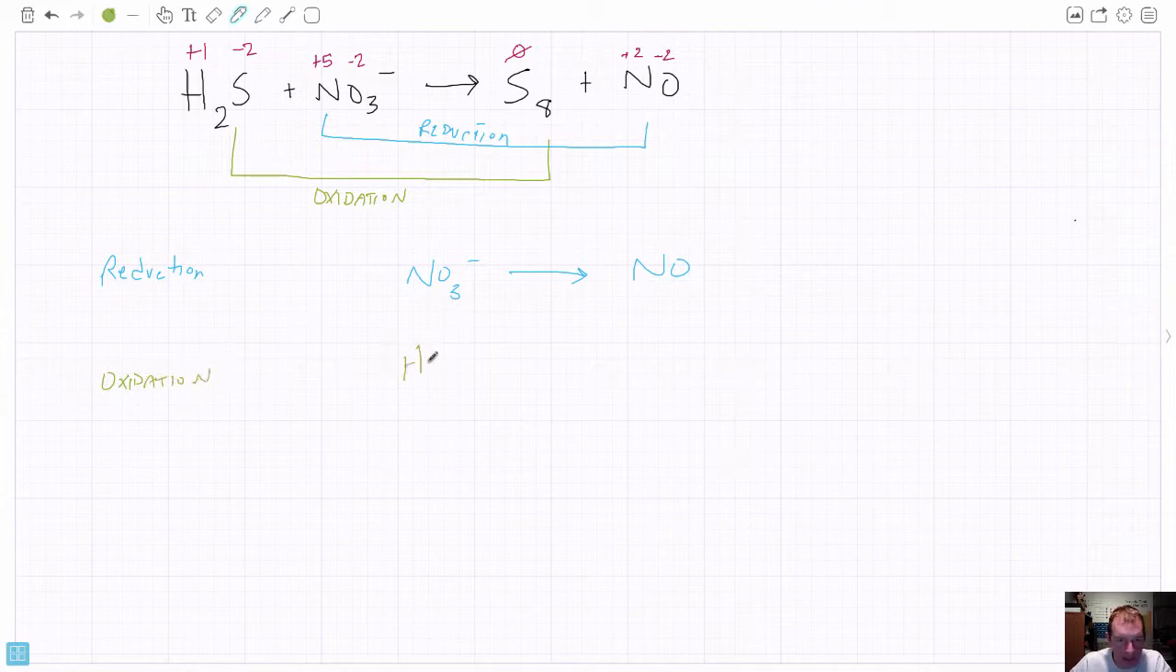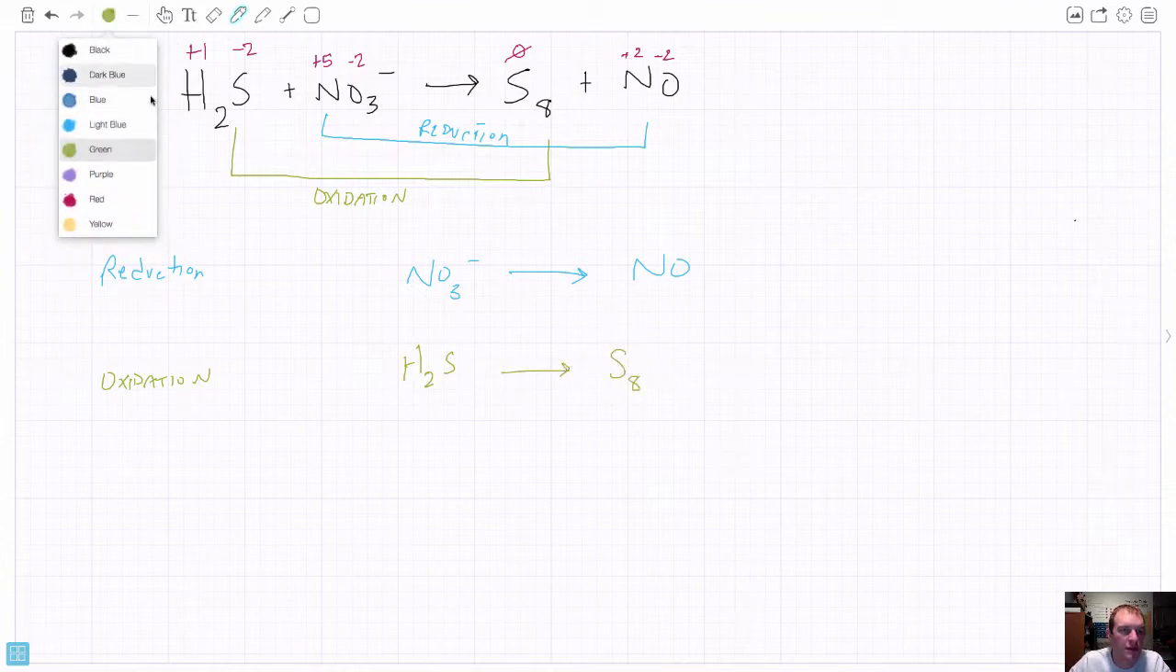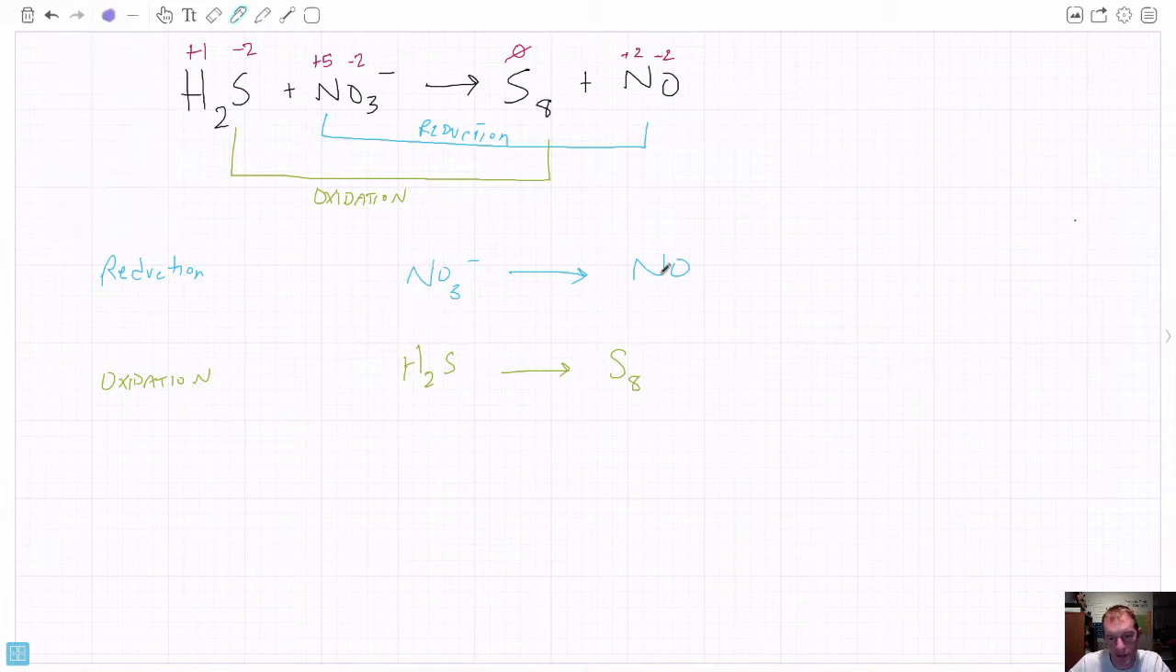We've got H2S, which becomes S8. So we'll start with our NO3 reaction. I'll change colors to purple here. We can see NO3 becomes NO. So first thing we're going to do is balance our mass with everything except for our oxygen and hydrogen. So the nitrogen, we have 1 and 1, so that's all good. Now we want to balance our oxygen.